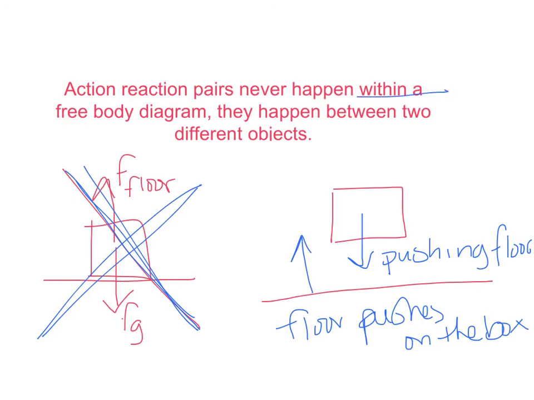So it is not within a free body diagram. They're two different objects. And you can always think about it even in terms of a sentence. If I say that the person pushes the box, the box pushes on the person. You just use the same two objects in the sentence and switch them around.